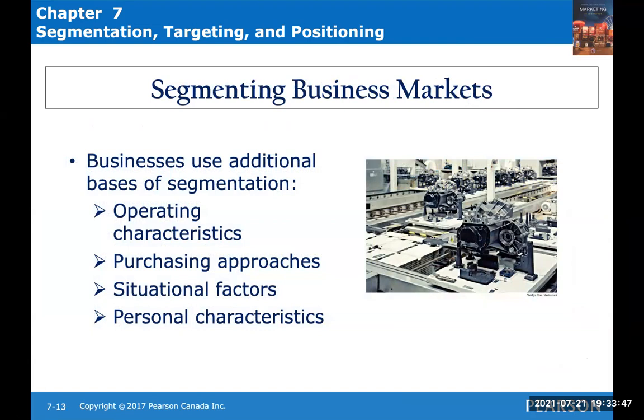Businesses use additional bases of segmentation: operating characteristics, purchasing approaches, situational factors, and personal characteristics. This really speaks to business-to-business (B2B) marketing, where you segment based on how a particular business operates. So let us say that you sell microchips to companies that make computers. There's a way of segmenting them, not necessarily on psychographics, demographics or geographics, but based on how they operate as a business. So this is just a different type of segmentation.